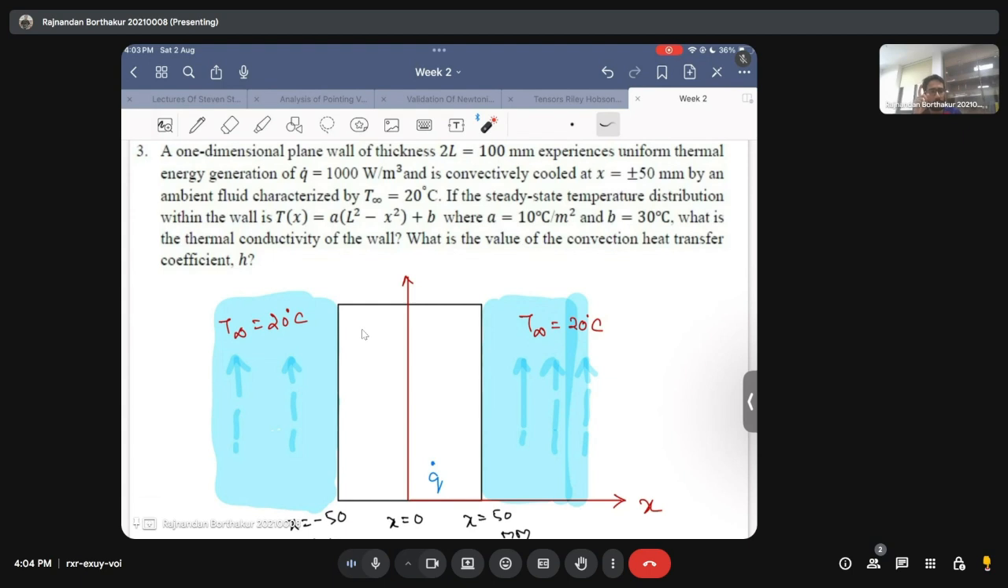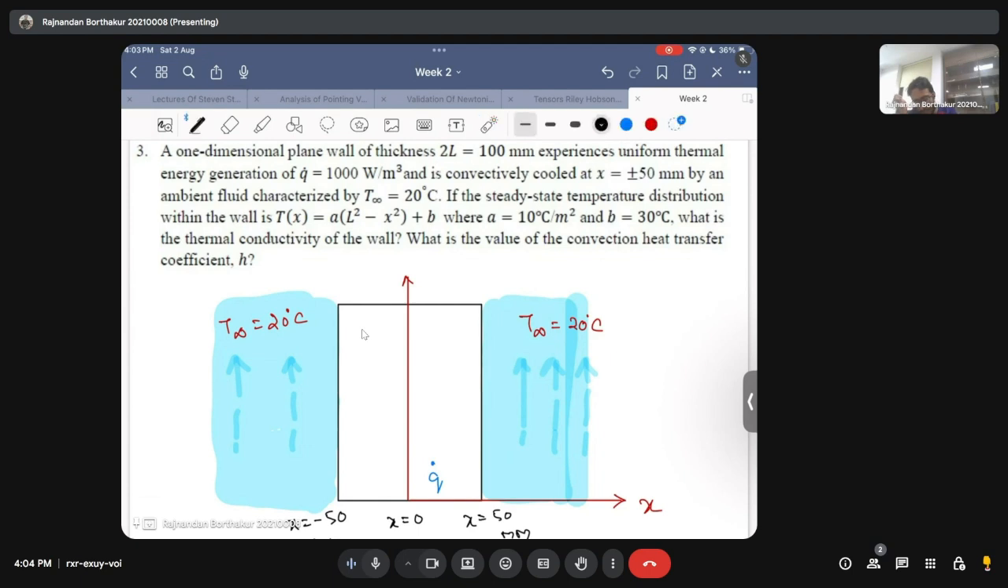Okay, so two things we need to do given this scenario: we need to find out the thermal conductivity of the wall. The second thing, the heat transfer coefficient associated with the flowing fluid, which is used to cool the faces of this slab or wall, whatever you wish to say.